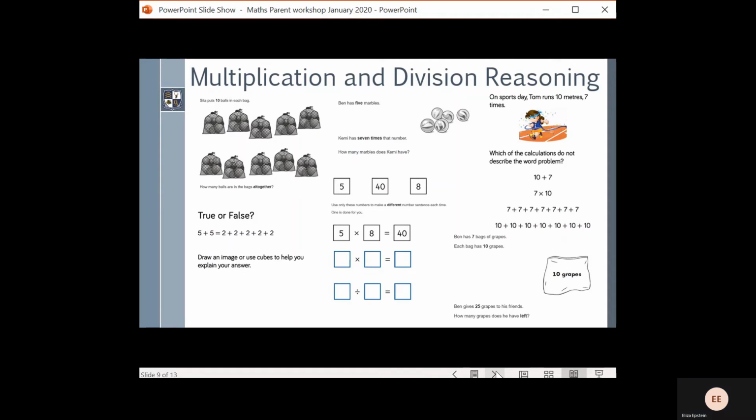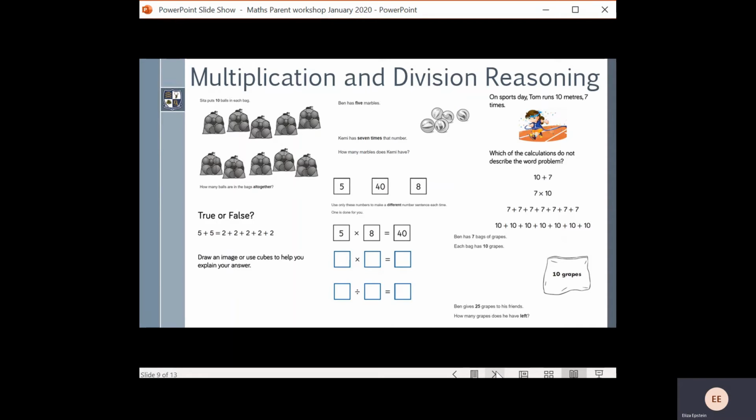Ben has 5 marbles. Kemi has 7 times that number. How many does Kemi have? So 7 times 5. So it's about that different vocabulary. Lots of, groups of, times, multiply. They will come across lots of those different words for the same thing.